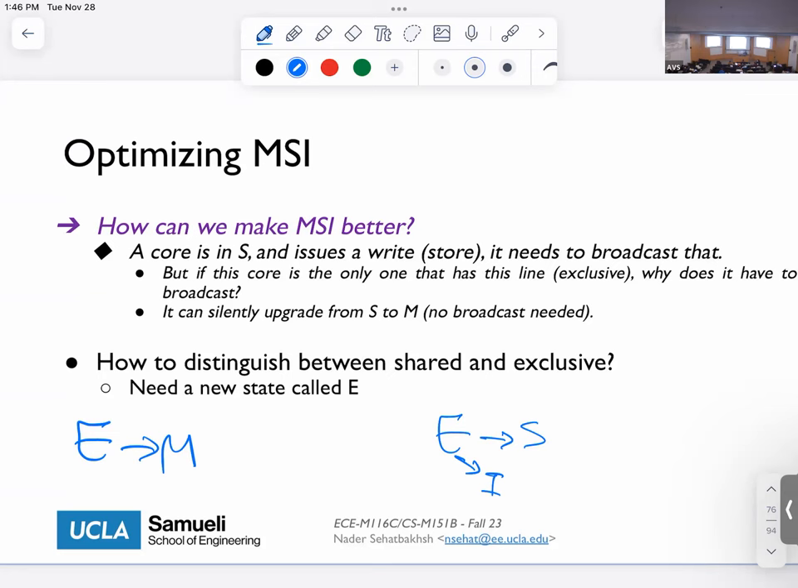So the difference between E and S is that E is the exclusive state, which means that the only core that has this data is that core. This is very useful for non-shared data, because for non-shared data, only one core has it, but since for every read and write we need to broadcast it to every other core, I'm basically wasting the bandwidth, right? If I'm the only one who has it, why do I even need to tell anybody that I have it? Only if somebody else wants to read it, then I'm gonna broadcast it.